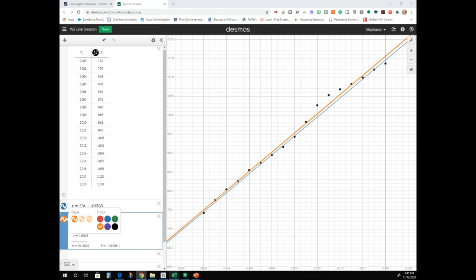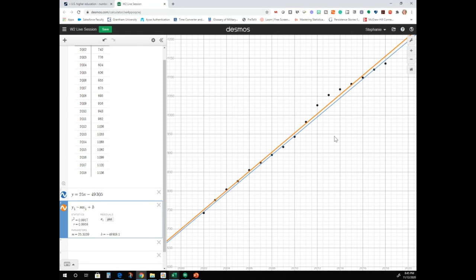There we go. So the orange line is the line that technology came up with as the best fit line. So you can see it's different than mine. Their slope is 25.3, that's pretty close to mine with 25. Their y-intercept is negative 49,305. Like, that's actually, I eyeballed a pretty good line. Usually that doesn't happen.